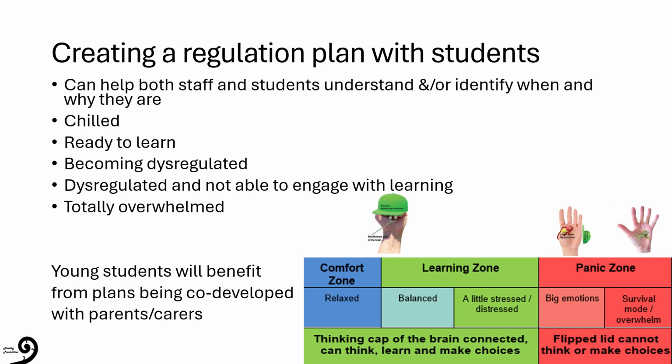Creating a regulation plan with students can help both staff and students understand and or identify when and why those students are chilled or calm, ready to learn, becoming dysregulated, or they're already dysregulated and experiencing big emotions and not able to engage with learning, or when they're totally overwhelmed. Young students will benefit from these plans being co-developed with parents, carers, and or adults within the class who know them very well.